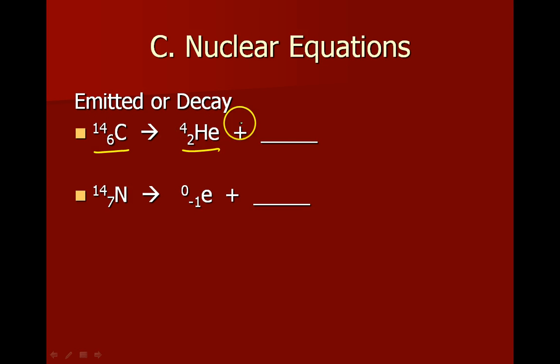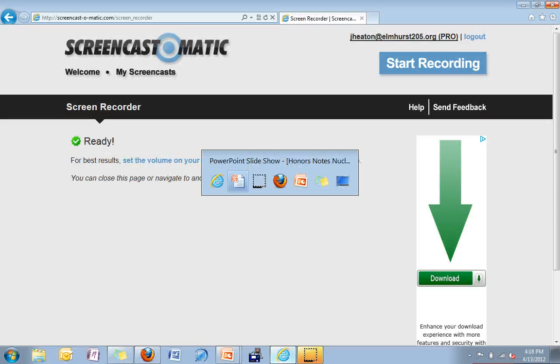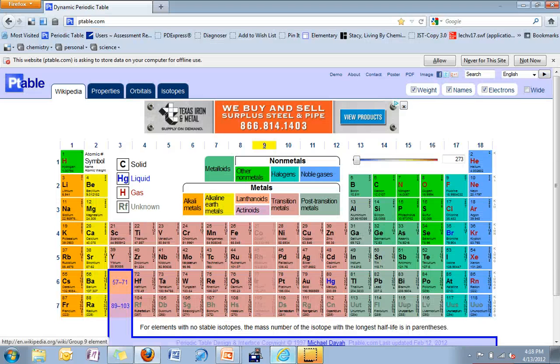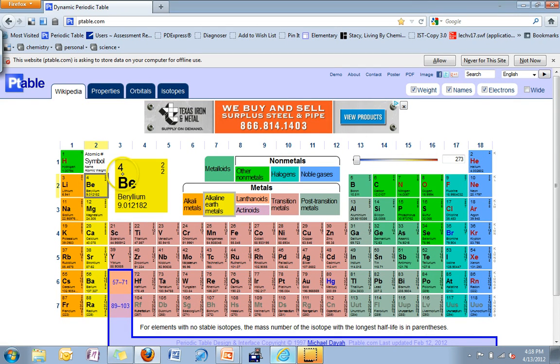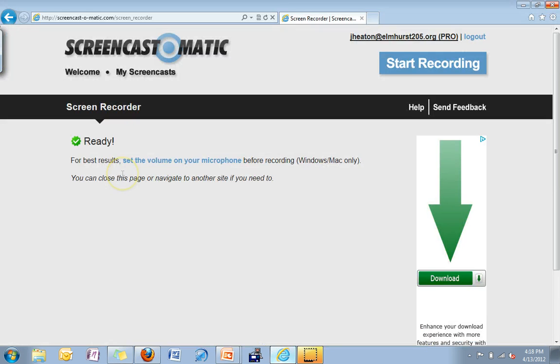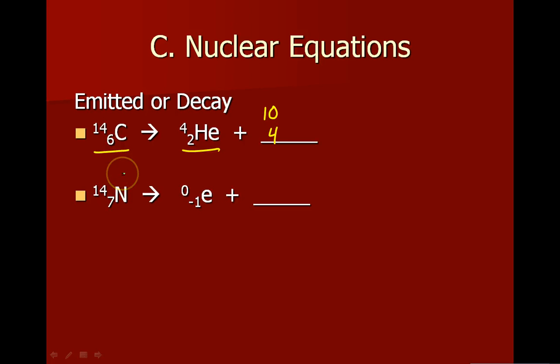14 equals 4 plus what? Well, that would be 10. And 6 equals 4 plus what? Well, that would be 4. And so then you'll use your periodic table. I'm going to flip to the periodic table quickly here. Oops, that's not the periodic table. There's the periodic table. Okay, and so we want to find the element that has 4 protons. In this case, that's beryllium. Okay, try the next one on your own. And yes, you will need to find a periodic table to do that.